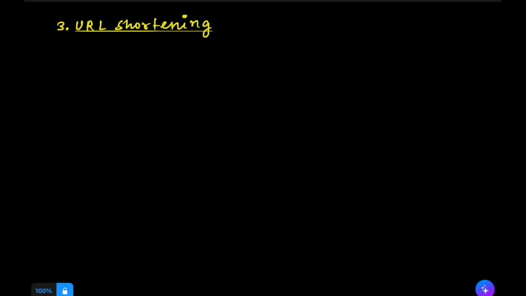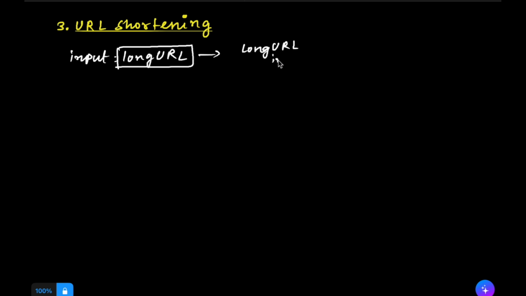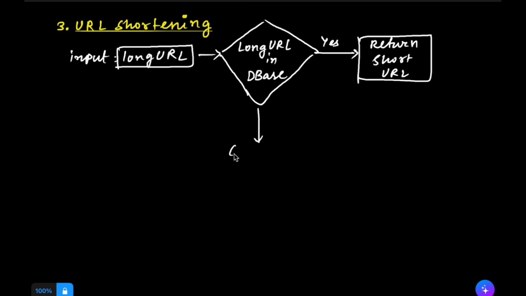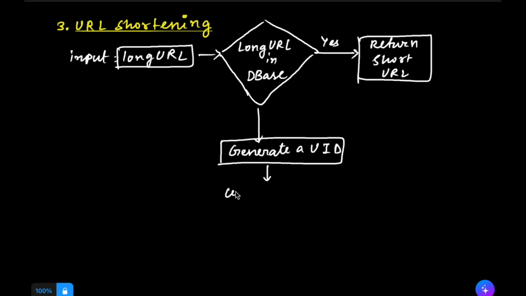So first we have an input, which is our long URL. First we check whether the long URL is in the DB or not. If it is in the database, then return the short URL. If it is not, then first we generate a unique ID. After we generate a unique ID, we convert that ID to a short URL.